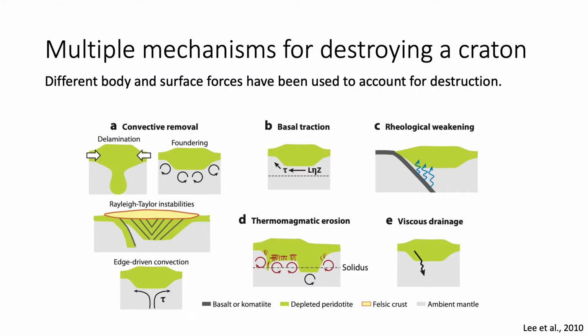So researchers have invoked multiple mechanisms for destroying a craton, with many different body and surface forces used to account for destruction. So these range from convective removal to thermomagmatic erosion and viscous draining, basal traction, and rheological weakening. So in reference to the rheological weakening imposed here, we can see that they have a subduction zone beneath the craton. In our study, we proposed that instead of the subducting slab going beneath the craton, it is actually subducting perpendicular to the craton, so it's nearly adjacent to the craton.